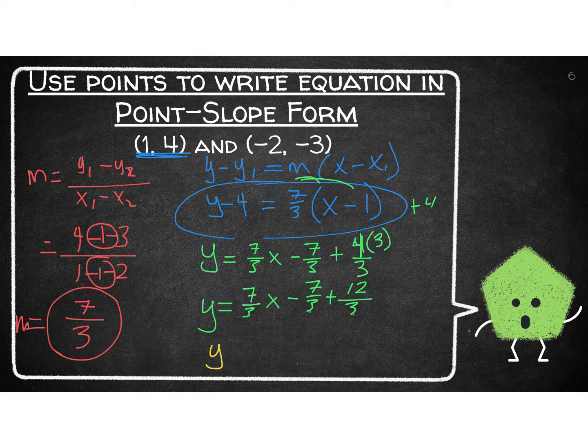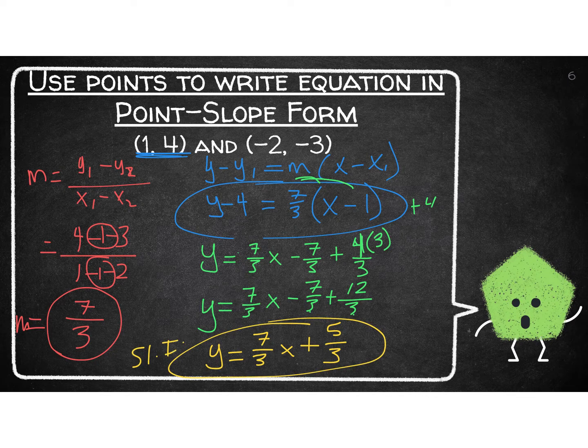And my final slope-intercept form, 7/3 x, -7 plus 12 is a positive 5/3. So that would be slope-intercept form. And then my point slope form is up here. And you need to be able to do both.